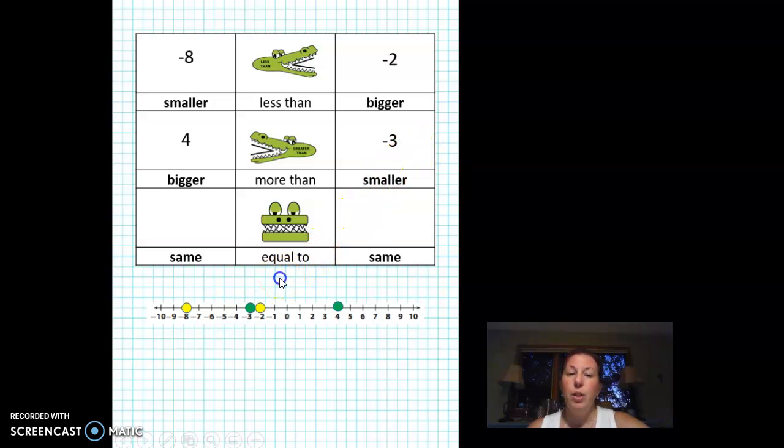Equal to means the two numbers are the same. For this, we're going to use -5. We graph -5 as an orange dot. -5 is equal to -5. They are the same place on the number line.